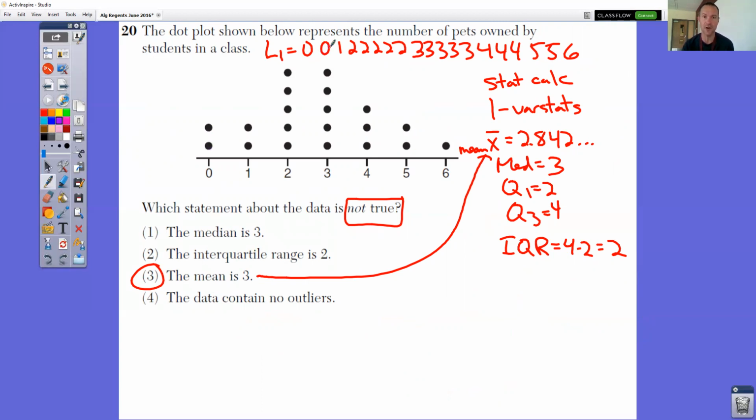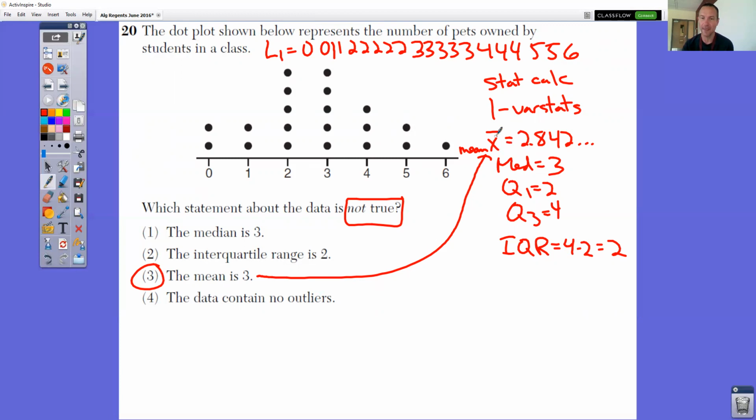So you got to type in 0 and 0. We have 2 1s. All right, we have 2 1s. And then we have 5 2s. And then we have 5 3s. We have 3 4s, 2 5s, and a 6. Type it into your stat calc, one variable statistics.